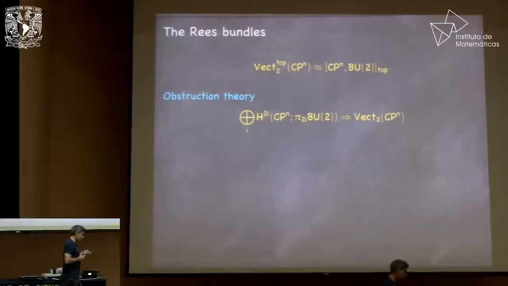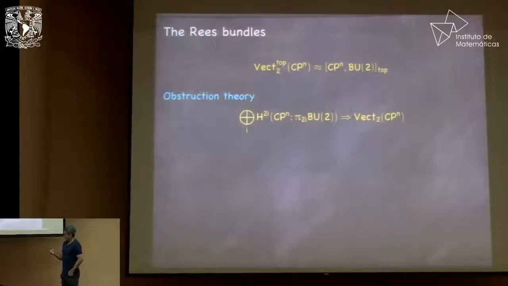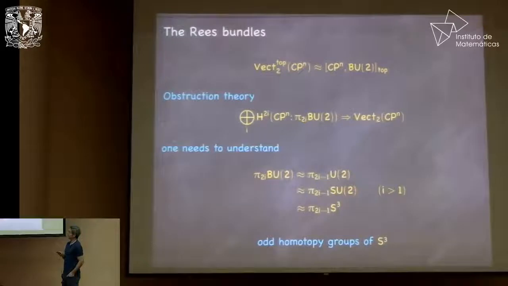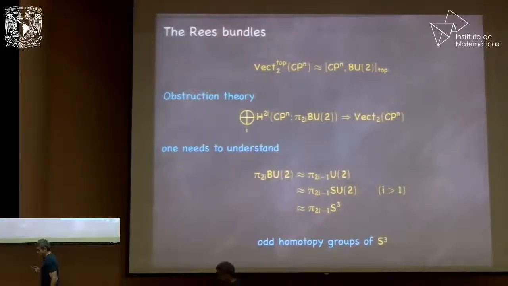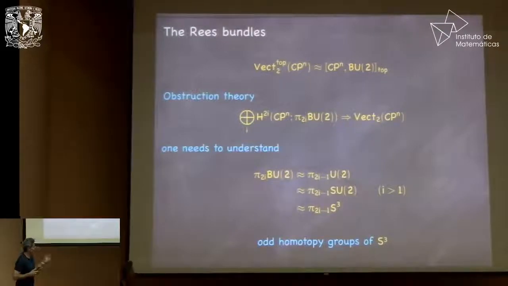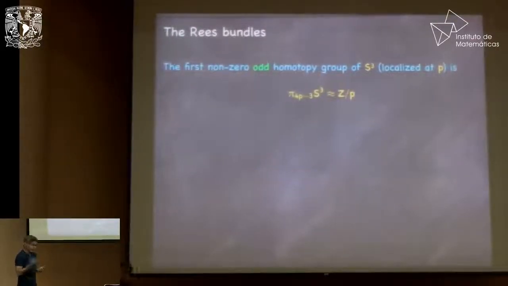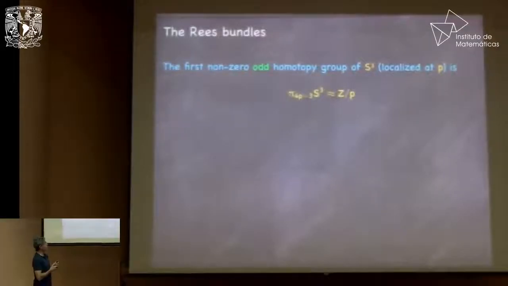And projective space has only even dimensional cohomology, so I've just written those as even. So I'm interested in knowing about the even homotopy groups of this classifying space of U2. And those work out to be isomorphic to the odd homotopy groups of the three sphere. So if I understood something about the odd homotopy groups of the three sphere, I might be able to say something about topological vector bundles on projective space. Well, one does know something about the odd homotopy groups of the three sphere. In the first place, you have an element of order p in pi_{4p-3}.